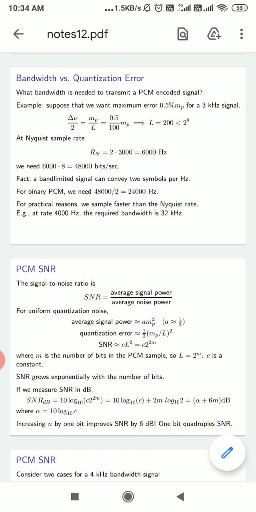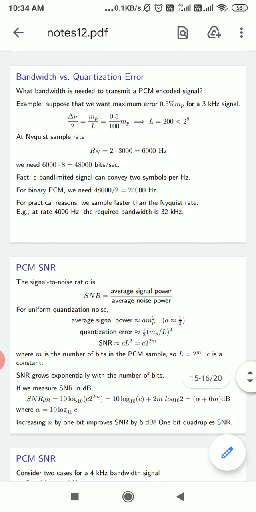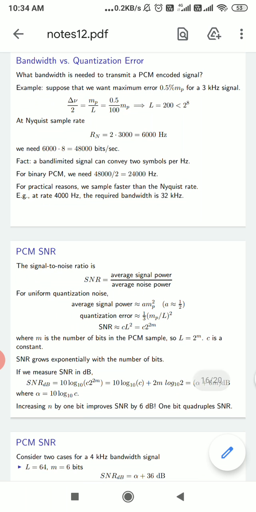So you will get 48,000 bits per second. Now, a band limited signal can convey 2 symbols per hertz. So for binary we need half of that. You can take 48,000 divided by 2 and you will get 24 kilohertz. For practical reasons we sample faster than the Nyquist rate. For example, at a rate of 4000 hertz the required bandwidth is only 32 kilohertz.